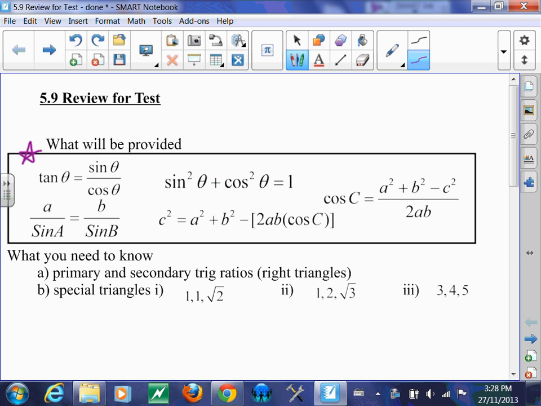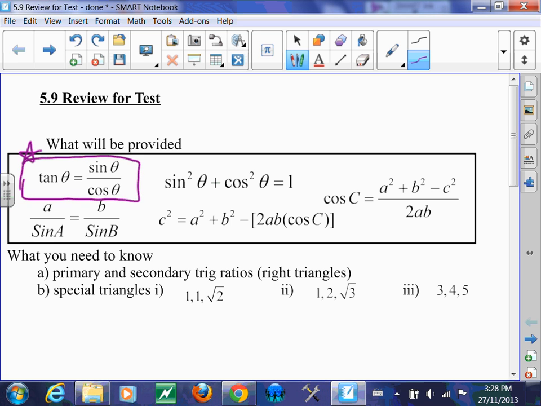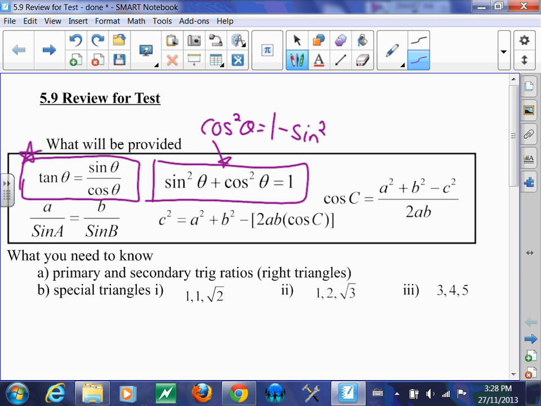So notice I give you two trig identities, just that one and this one. Just remember that for the second one, there are rearrangements of these. So for example, cos squared theta equals 1 minus sine squared theta.